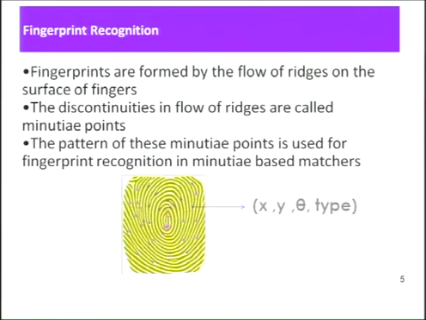Minutia points are broadly categorized into 2 types. It can either be an ending, where a ridge line just comes to an end, or a bifurcation, where a single ridge line will split into 2 ridge lines. So these are just some basics of fingerprint recognition and how algorithms go about doing fingerprint recognition.